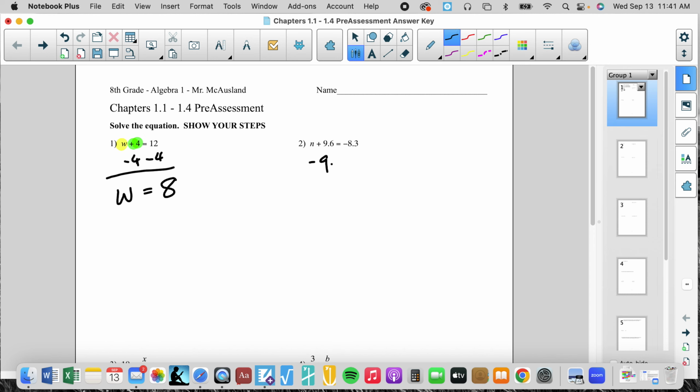We'll do the same for this next problem. The signs are the same, so we combine and keep the sign. So my answer is going to be negative 17.9.